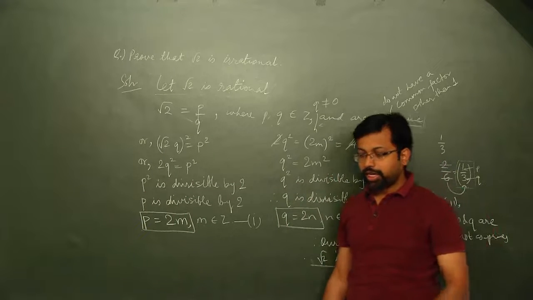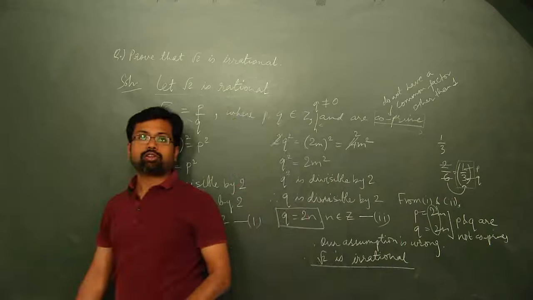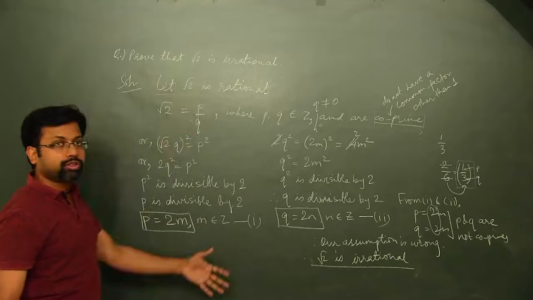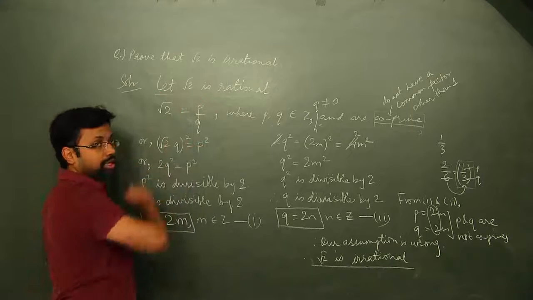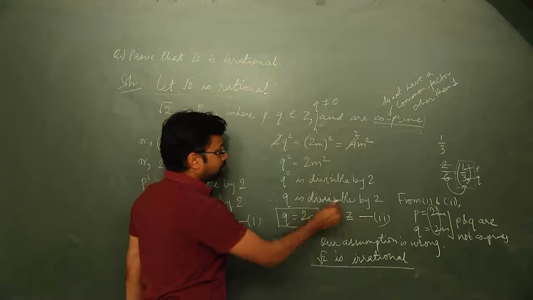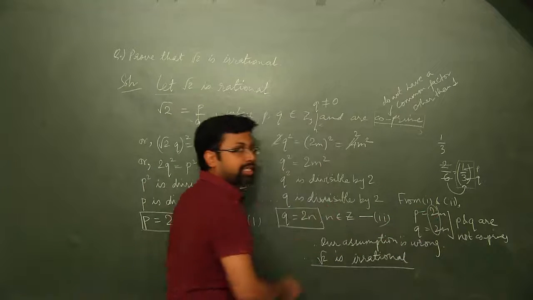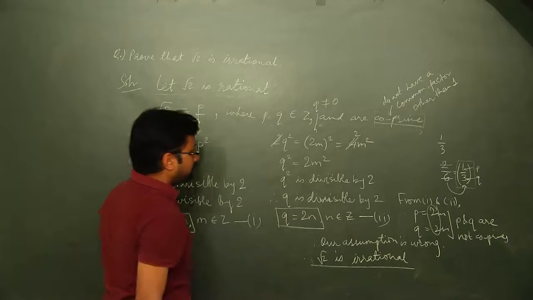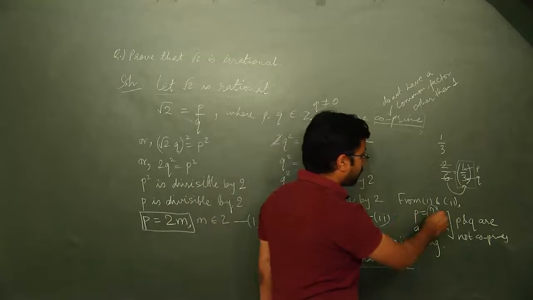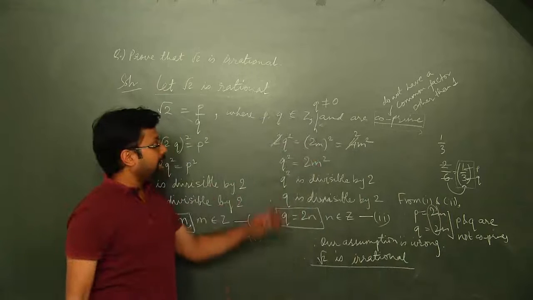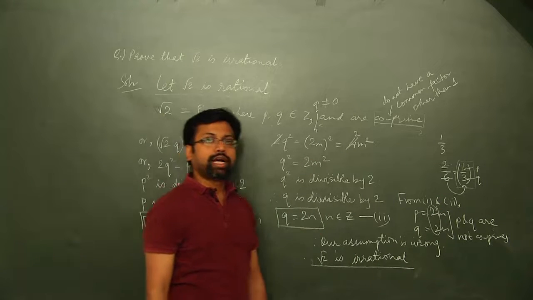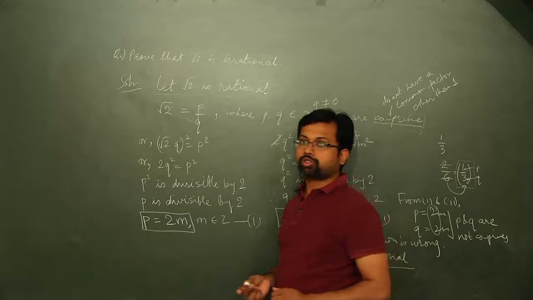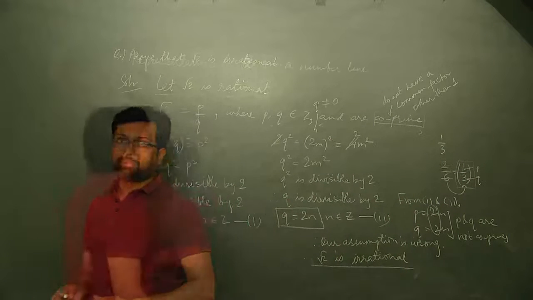In fact, any number of the form root n where n is not a perfect square is going to be an irrational number. You can try doing this same question with root 3 and you will find that p and q will both have a common factor 3 in that case. If you take root n and you proceed, you will end up getting that p and q both have a common factor n in that case. And this is the way you prove that a number of the form root n where n is not a perfect square is an irrational number.